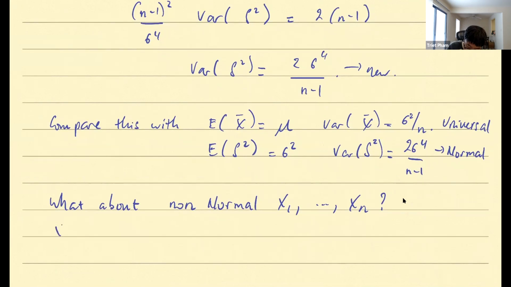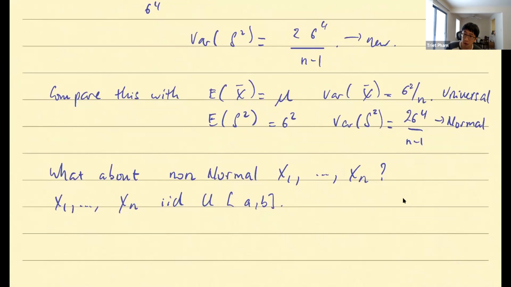right, for example, let's say you have x1 up to xn, IID uniform 0, 1. Of course, if it's exactly 0, 1, then we have nothing to say. But maybe uniform A, B, for example. So, of course, you can still form the sample variance, all right? Sample variance is a universal concept that applies to anything.